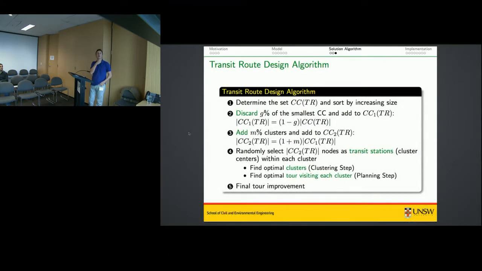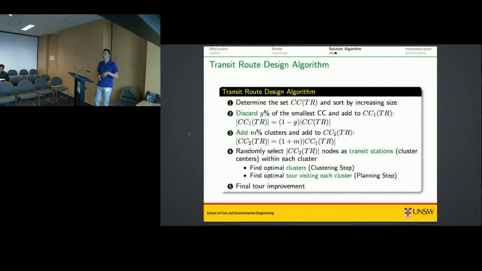And then we add a percent M of clusters to that, giving CC2, which would be the set of connected components at the second level. Depending on G and M, the cardinal of CC2 can be smaller than CC initially, but it could also be the same. If you add a lot, you'll end up with the same. Basically, we decided to use this number as an input for the algorithm. So we're slightly modifying the structure of the wireless sensor algorithm here. Instead of using a binary search, we use that as the number of transit stations.